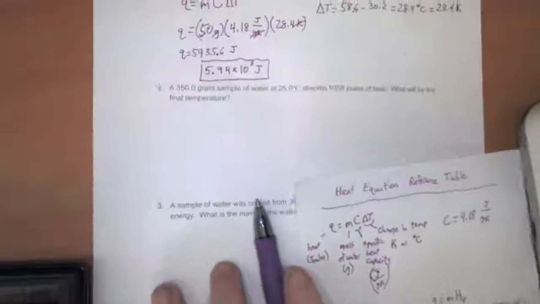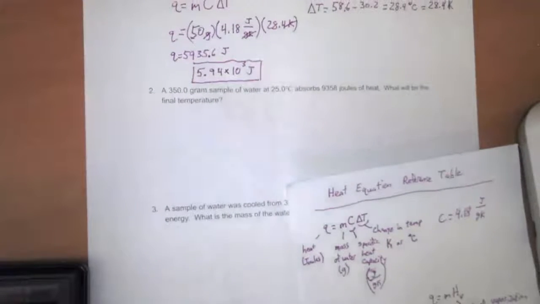We're going through a small worksheet and solving questions about the heat equation, given this nice little reference table that I came up with. Let's go on to problem number 2. All right, so problem number 2 says that a 350-gram sample of water at 25.0 degrees Celsius absorbs 9,358 joules of heat. What will be the final temperature?